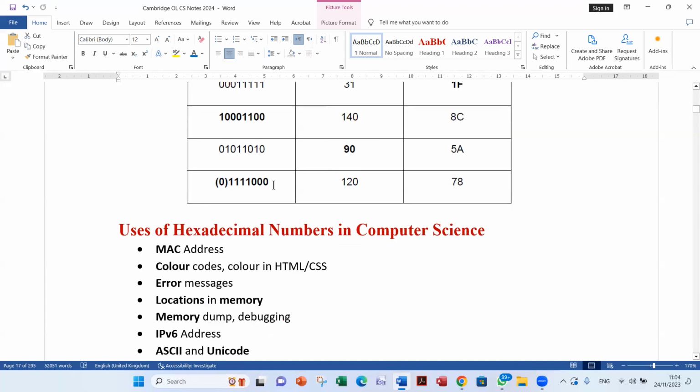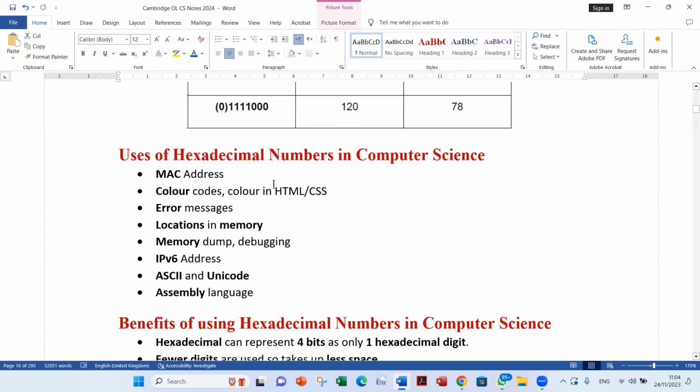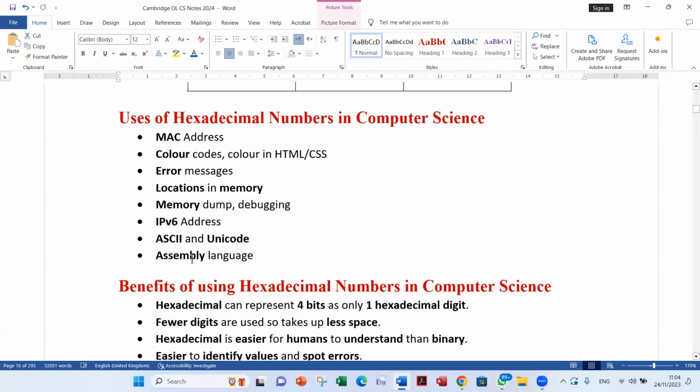The last thing to say, again, why do we need to use hexadecimal in computer science? We know for sure that we must use binary in computers because computers are all binary. Why do we need to study hexadecimal?